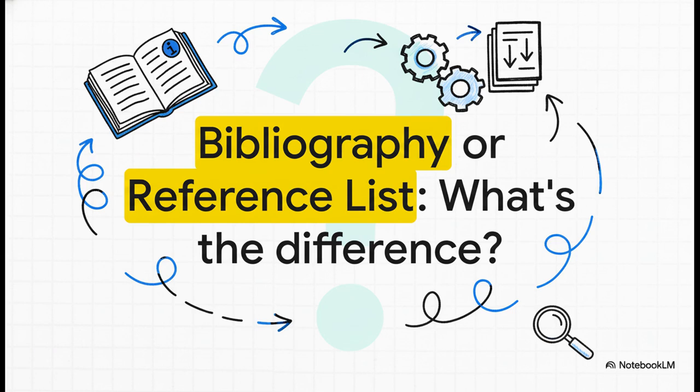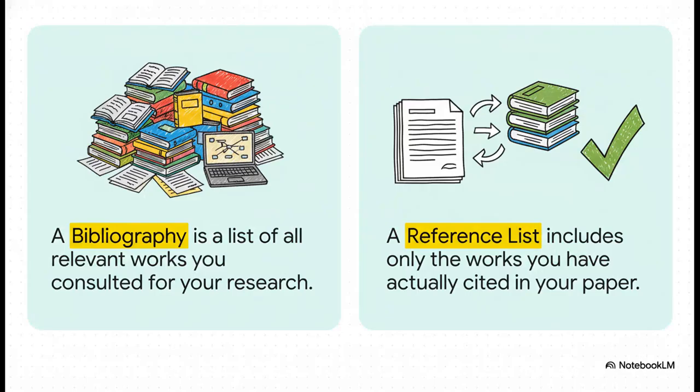All right, first things first. Let's clear up a super common point of confusion: bibliography versus reference list. You've probably heard both, right? Well, they're not the same thing, and knowing the difference is pretty much step one. So think of a bibliography as your research diary. It's a list of everything you looked at, every book you opened, every article you skimmed, whether you ended up using it or not. A reference list, though, that's way more precise. It only includes the sources you actually cited in your work. And for most of the stuff you'll be writing, the reference list is the one that matters.